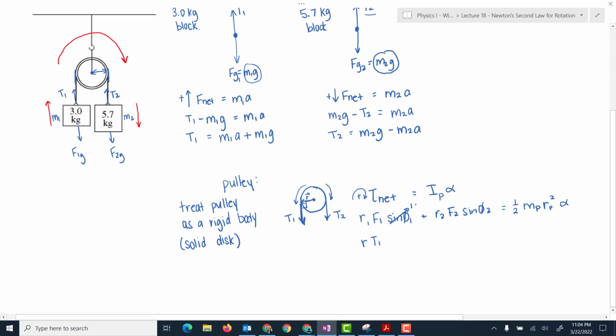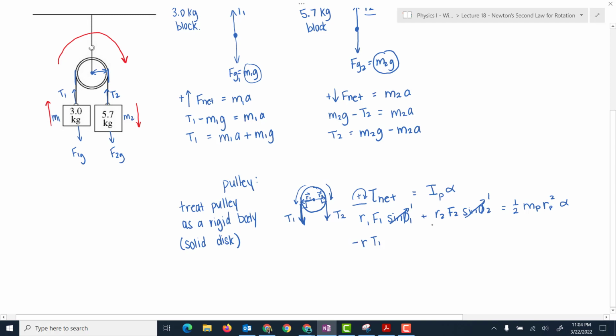Same thing is going to apply for tension 2. This is my r value for tension 2, and the angle here is still 90 degrees. So sine of 90 is 1, and we don't need to worry about that. So R1, F1: when we look at tension 1, it's causing everything to rotate in a counterclockwise direction. And because we wanted to say clockwise was positive, tension 1 is causing it to rotate counterclockwise, so we're saying that's negative.